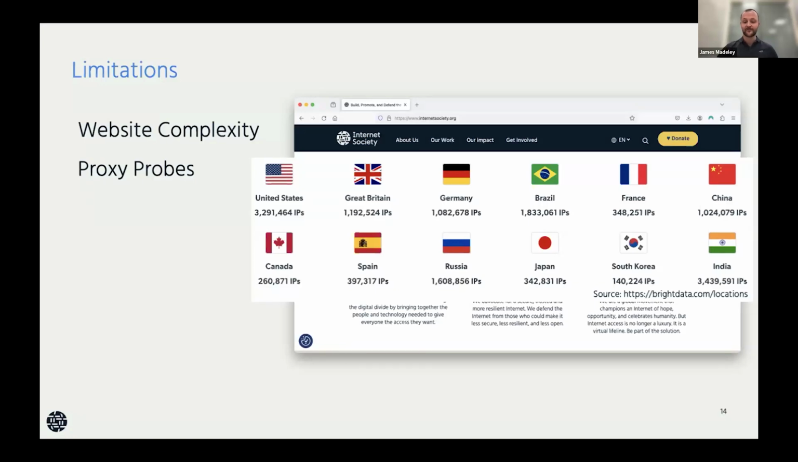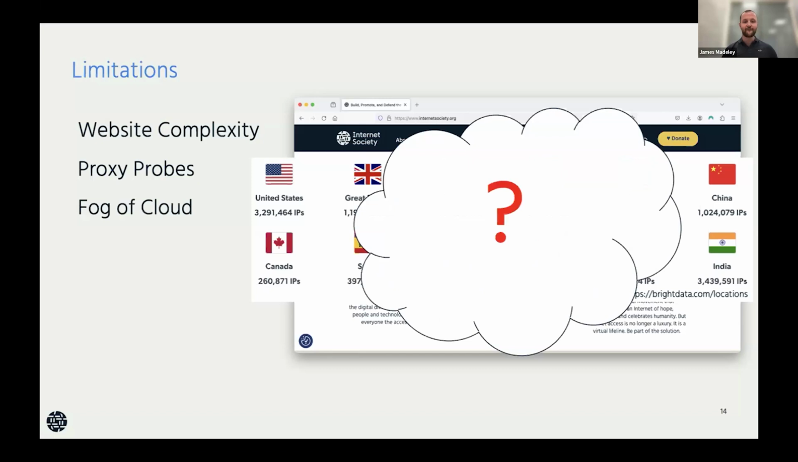which gives us better results. And then finally, we've got what we're calling the fog of cloud. And this just means if a website is hosted on a cloud provider, once we've reached that cloud provider, we don't know exactly where that data is coming from. So just because the user accesses a cloud provider within their country, that data could actually be stored halfway around the world and transported through the cloud. And there's no way for us to know with the current testing that we have.